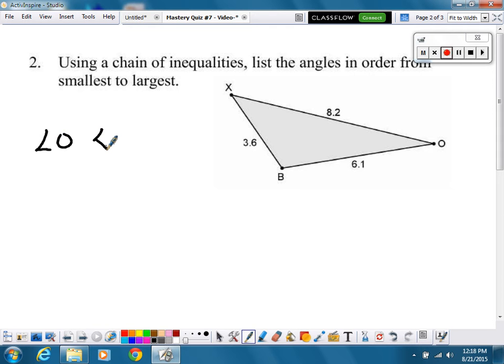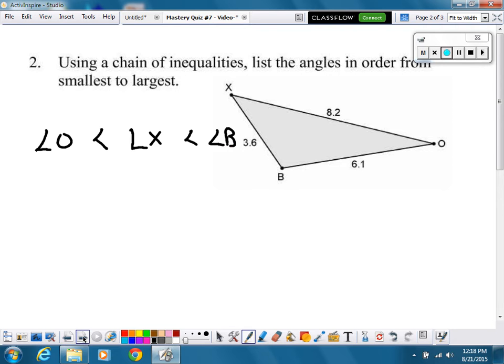6.1 is that middle size side, making angle X our middle angle. And then our largest angle will be opposite 8.2, which is angle B. Again, making sure we use our inequality symbols in our chain.